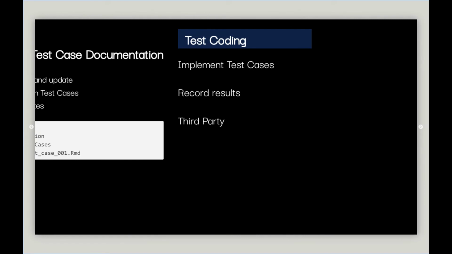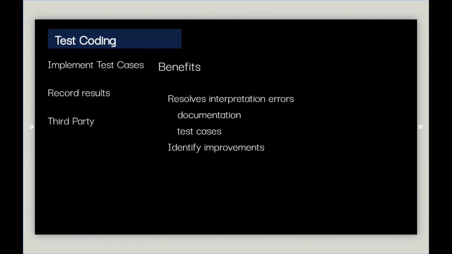So now test coding. This is where you actually implement your test cases. You're going to then record the results, and most importantly, it's written by a third party. The benefit of having a third party doing this is it's going to resolve any interpretation errors because they have no idea what you meant when you wrote your function. So all your documentation surrounding that, they don't know what you meant by that. They weren't in your brain.